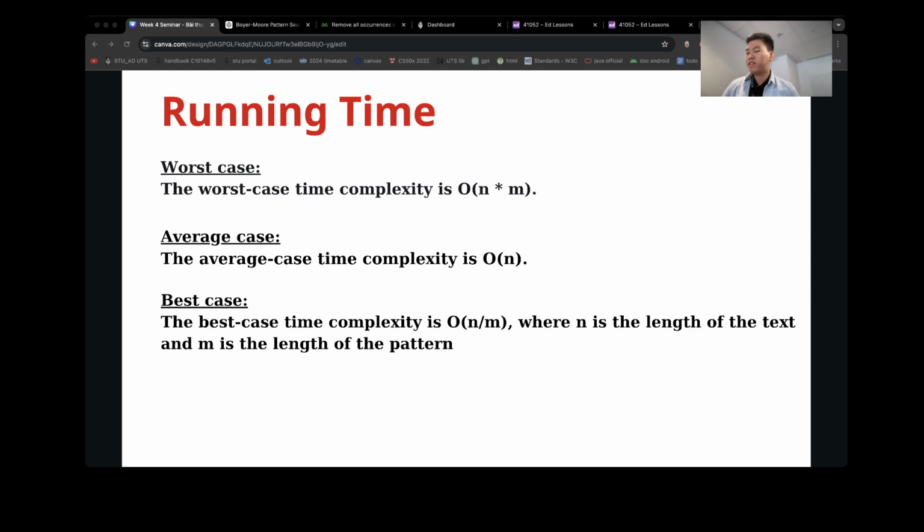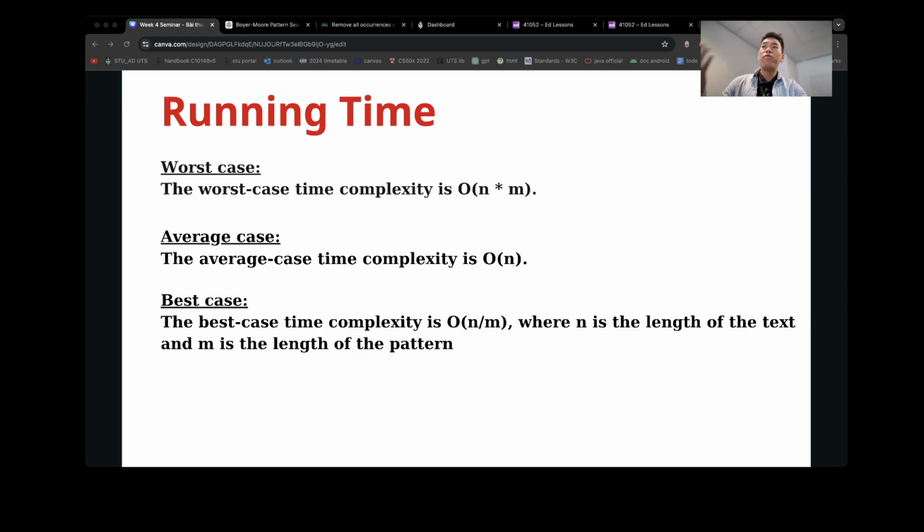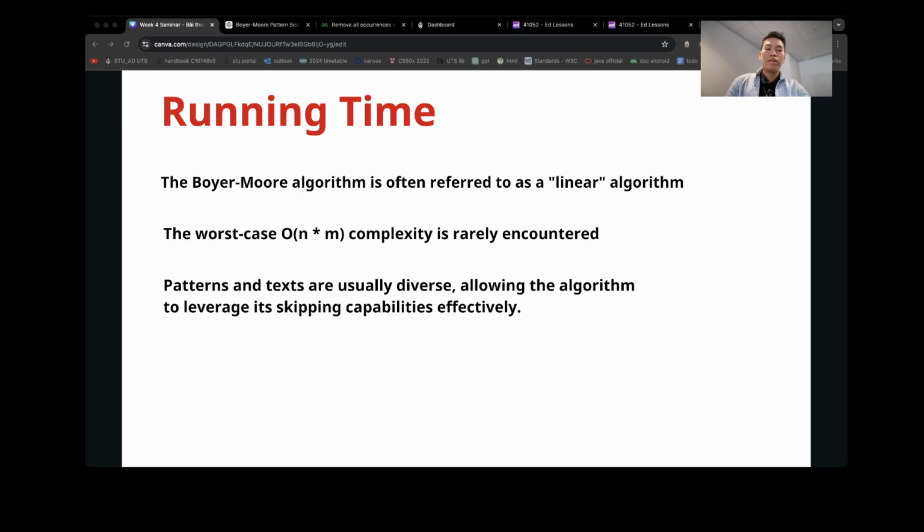But there's no need to worry about that, because we rarely encounter this case in real life. So we can efficiently use this algorithm in pattern matching problems.